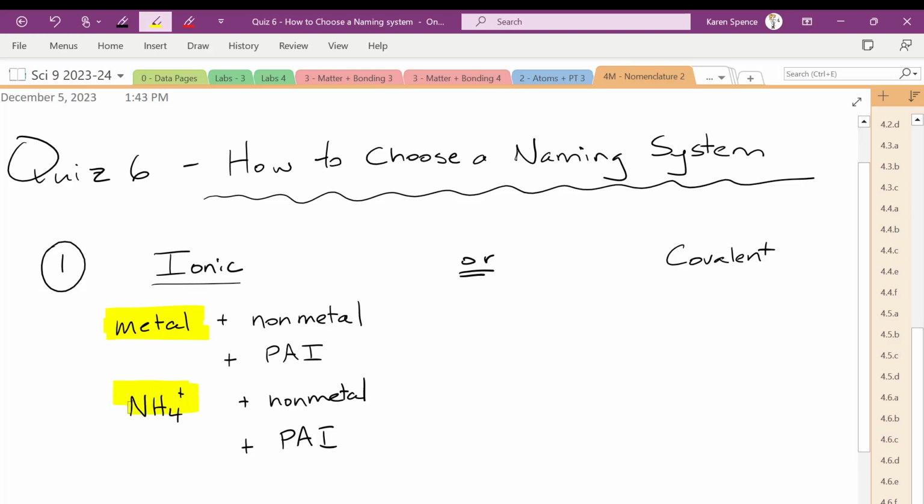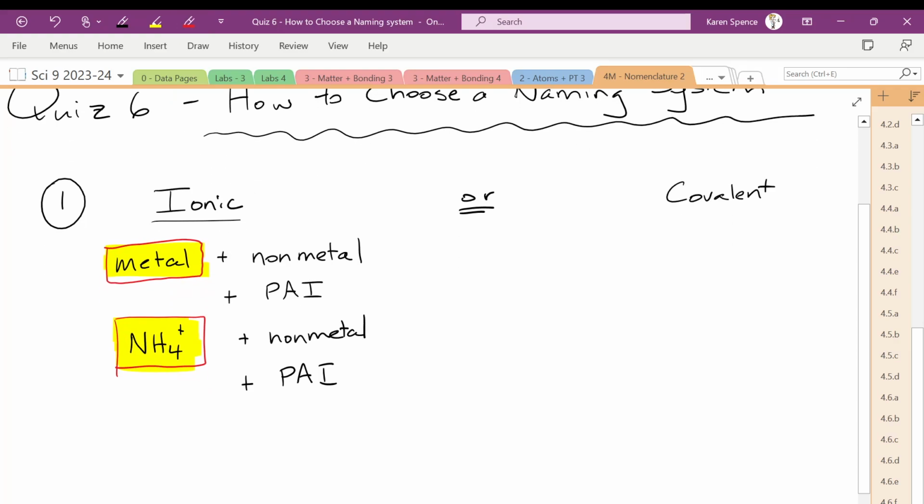So the 2 key things you are looking for to see if you have an ionic compound: do I have a metal at the start? Do I have ammonium at the start? If I have those things, it is ionic. And if it is ionic, the first thing you need to know is that there are no prefixes.